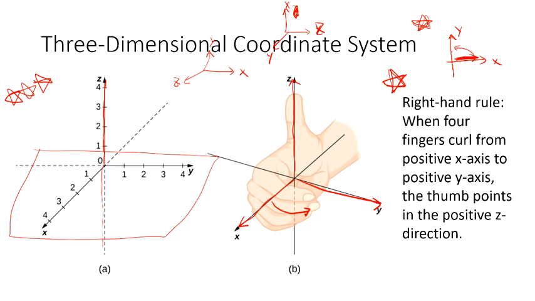And if you try to think about how you can actually curl your four fingers from x to y, the only way we can do it is to have our thumb point out of the screen. Our thumb has to be perpendicular to this xy plane and point out of it instead of going into it. That's the only way we can naturally curl our four fingers, so we know our z direction would be the one coming out now.